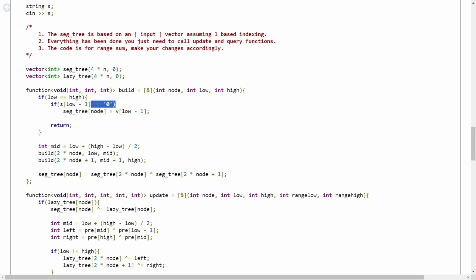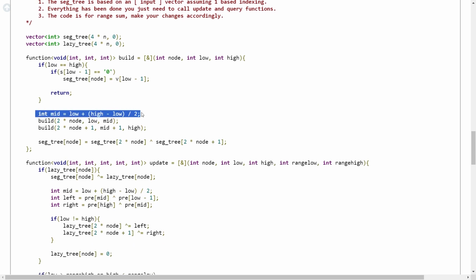So if it is equal to 1, I am not going to consider it because I am taking all the values with positions in S equal to 0. Right. Now I calculate my mid. I call my build functions on both of the trees, left half and right half, and I'm going to update my seg tree of node as seg tree of twice of node XOR seg tree of twice of node plus 1. So basically this is going to store the answer for low to mid, and this is going to store the answer for mid plus 1 to high.